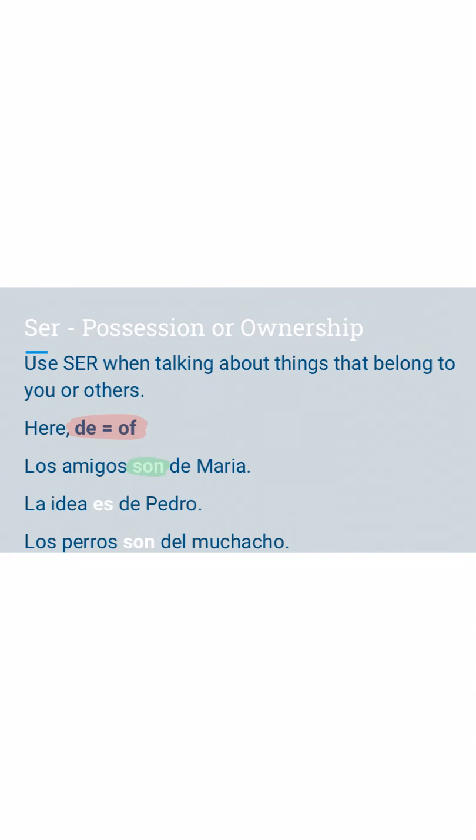In other words, how would we say that in English? The friends are of Maria. Anyone take a guess? In this case, we would be looking at basically Maria's friends. Just like that. The next one that we see is la idea es de Pedro, or the idea is of Pedro. In other words, how would we say the idea of Pedro? Maybe this, Pedro's idea.